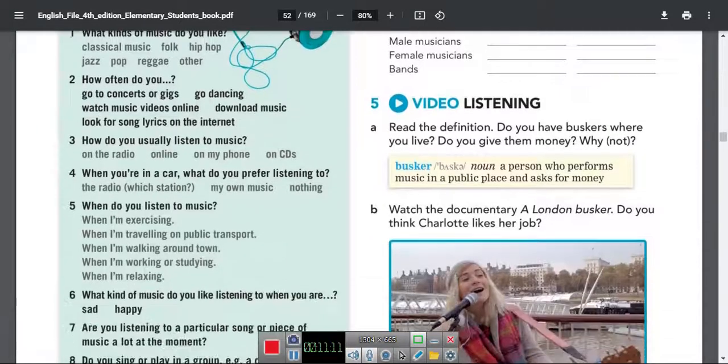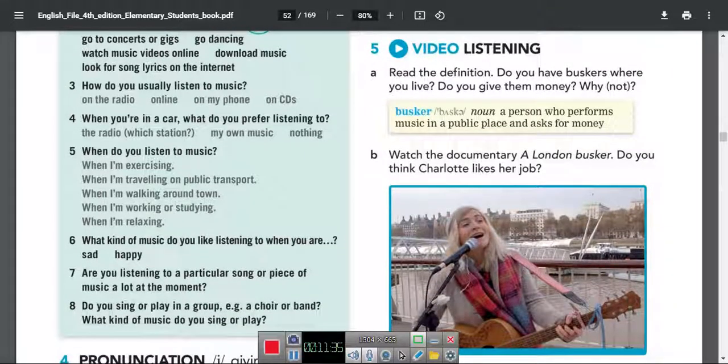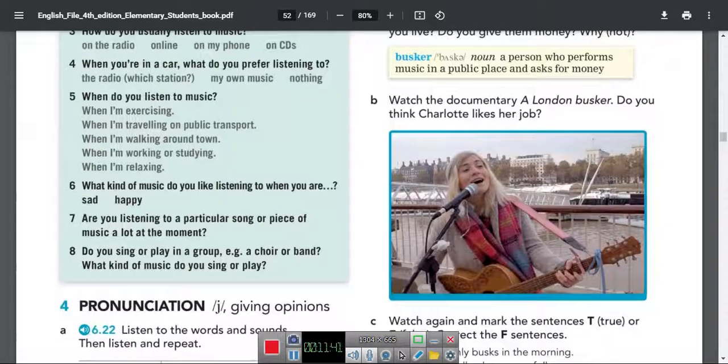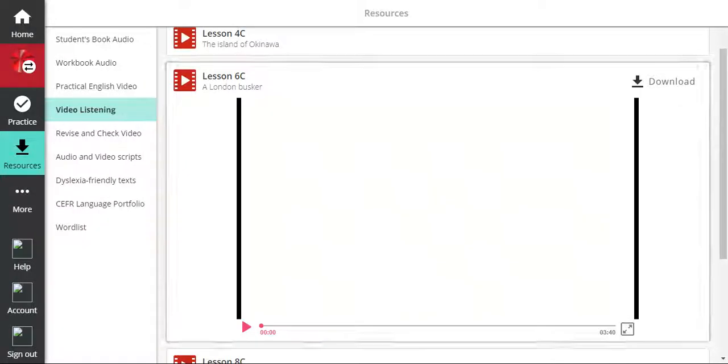Then let's watch a documentary, A London Busker. Do you think Charlotte likes her job? А теперь посмотрим видео про лондонскую девушку, уличную музыкантку. Как вы думаете, Шарлотте нравится то, что она делает? Busker можно еще перевести как бард. Ну, тот, кто сам сочиняет и поет. Но не обязательно. Да, это могут быть песни человека. Okay. So, let's watch.